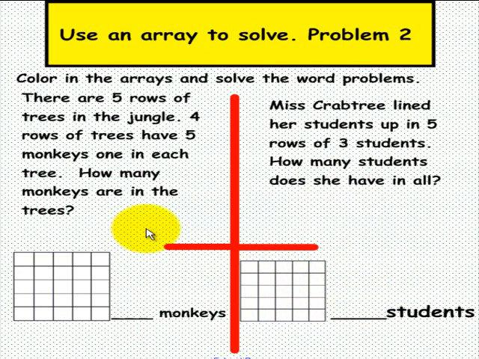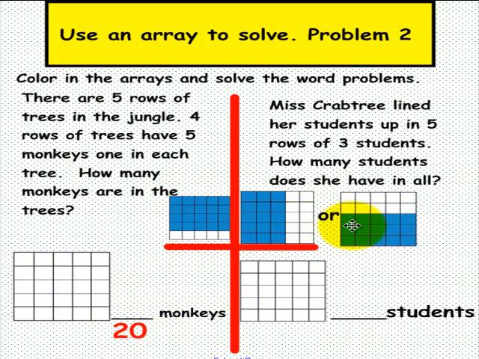Okay, let's look and see first of all what the array should look like. You should have done something similar to this. You'll notice that we have 1, 2, 3, 4, 5 rows, and we have 1, 2, 3, 4, 5. 4 times 5 is, and your answer should have been 20. Let's look at part 2.